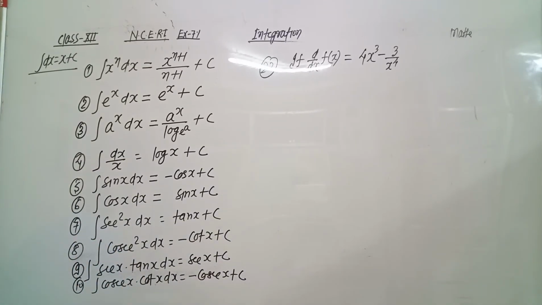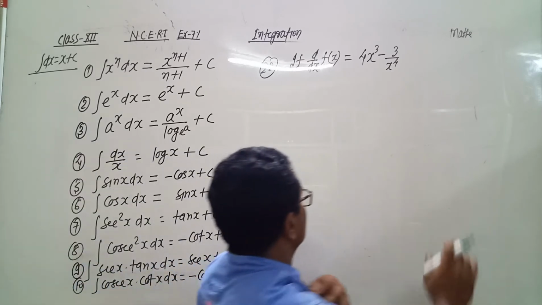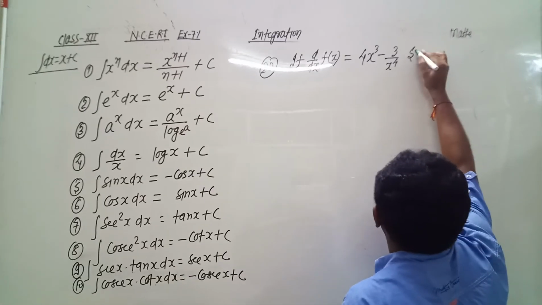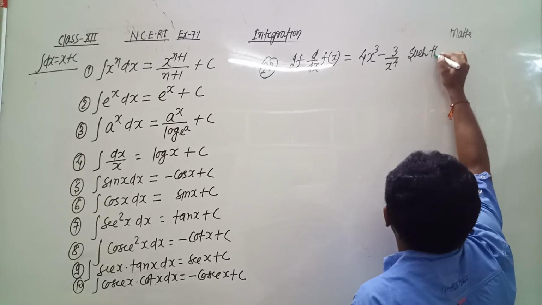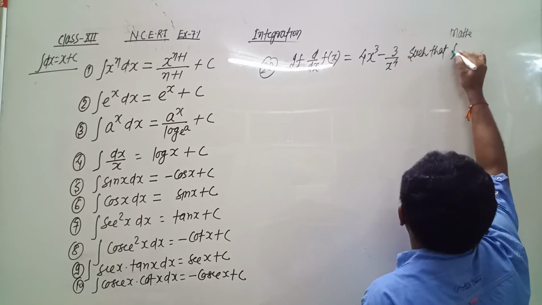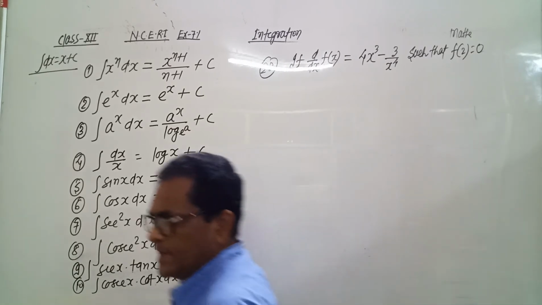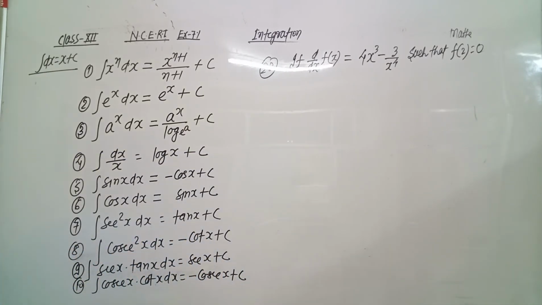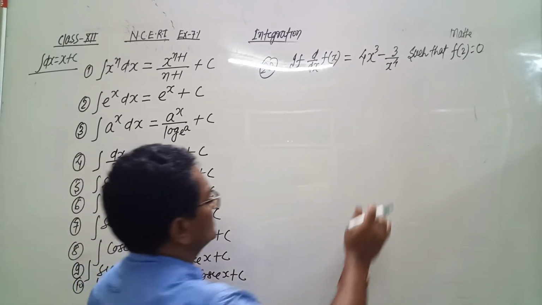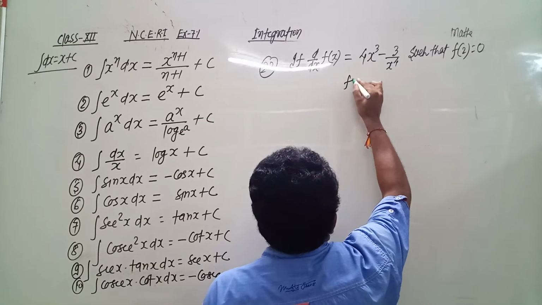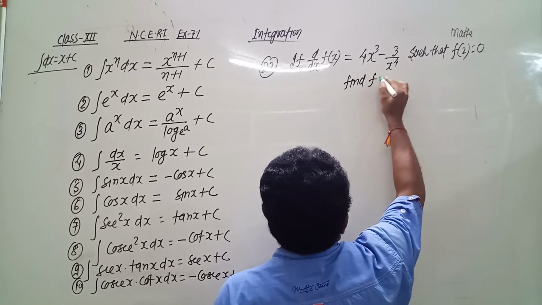such that f of 2 equals 0. We have been given f of 2 equals 0. Then we have to find the value of f of x.